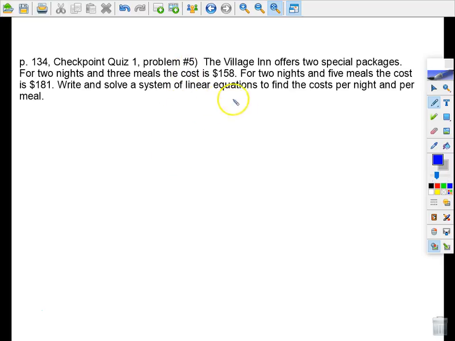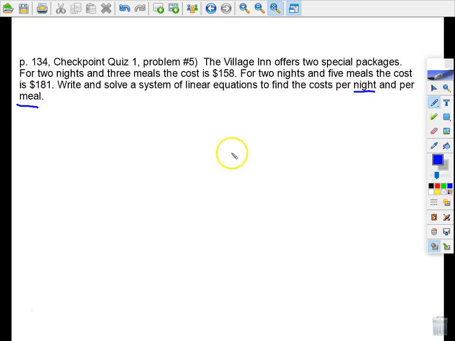And this one's a little different, maybe a little bit easier to set up. We have this inn that offers 2 different packages, and we're going to write a linear equation to represent each package, and together those 2 equations will represent our system. So let's determine, first of all, just go to the end of this little paragraph and determine what it is that we are supposed to find out. We're supposed to find out how much a night costs, what is the cost per night and per meal.